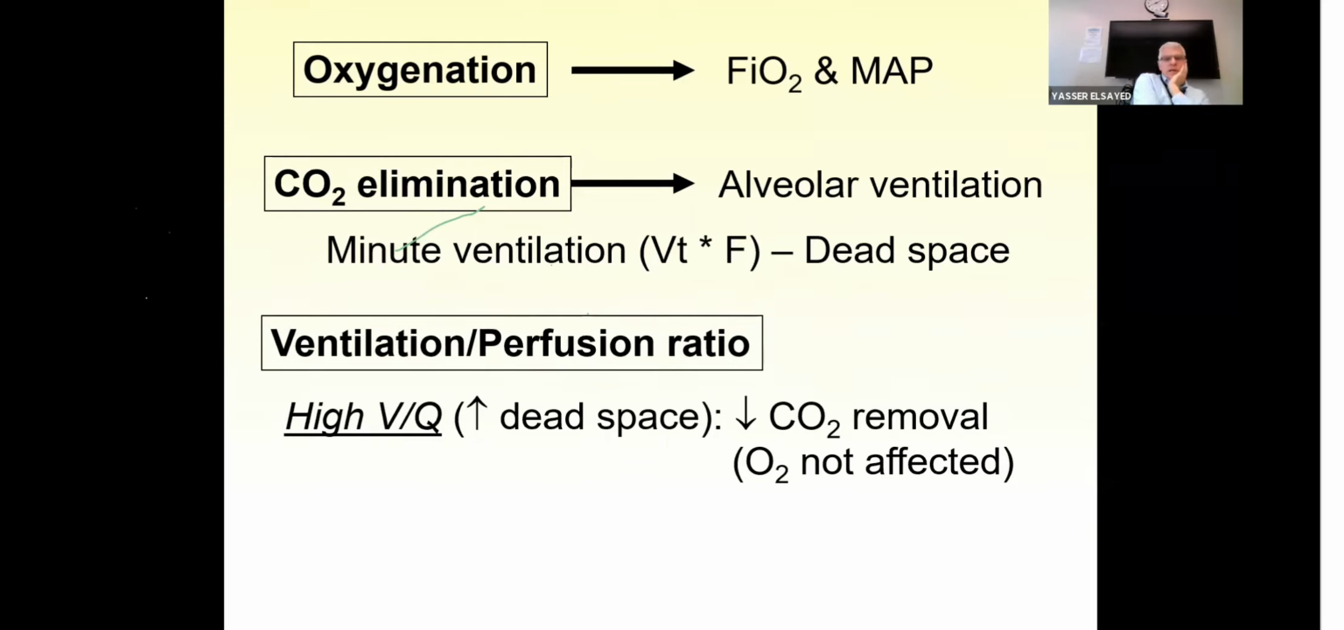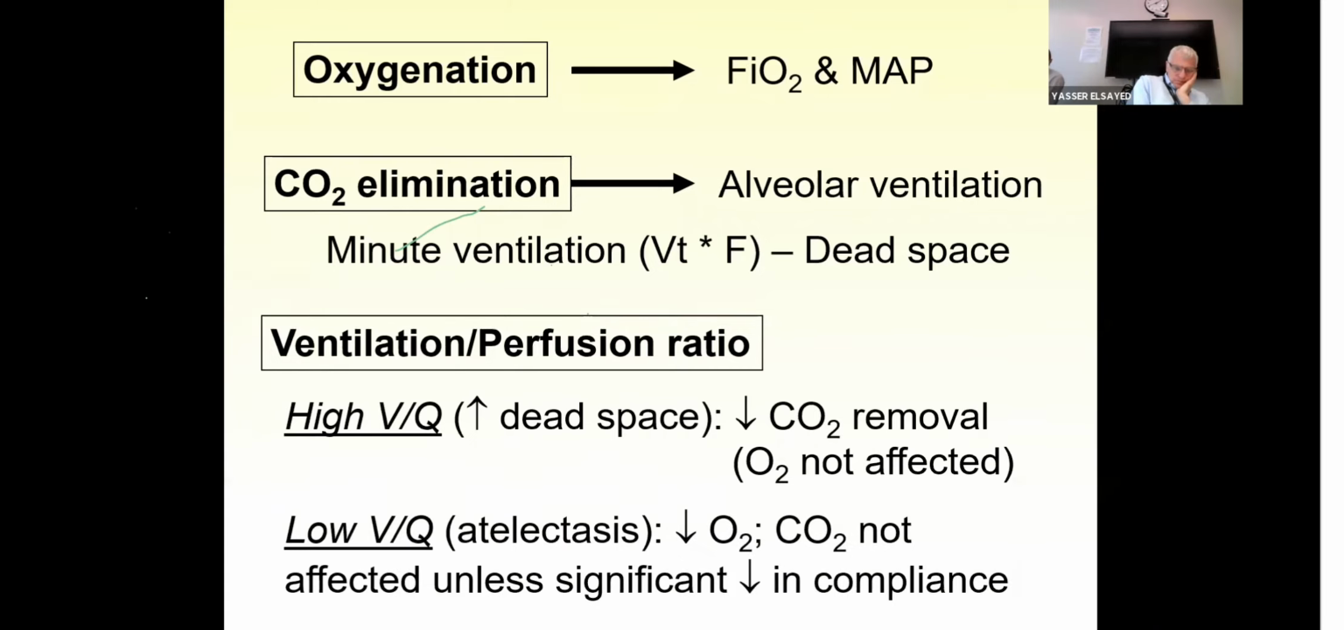So when you have a ventilation perfusion abnormality, if you have a high ventilation perfusion ratio, the classical example is an increased dead space. The main issue here is decreased CO2 removal because your alveolar ventilation goes down. So you take a lot of your tidal volume away because of the increased dead space. Oxygen in general is not affected unless you are compromising perfusion of those lungs. But again, because when you have increased dead space your mean airway pressure goes up, oxygenation usually is not affected right away. When you have low VQ, that's the opposite.